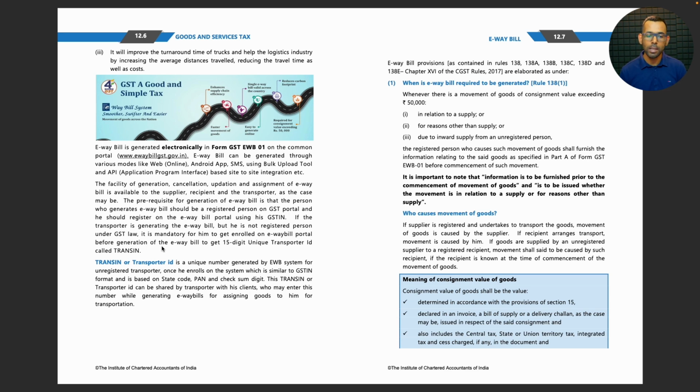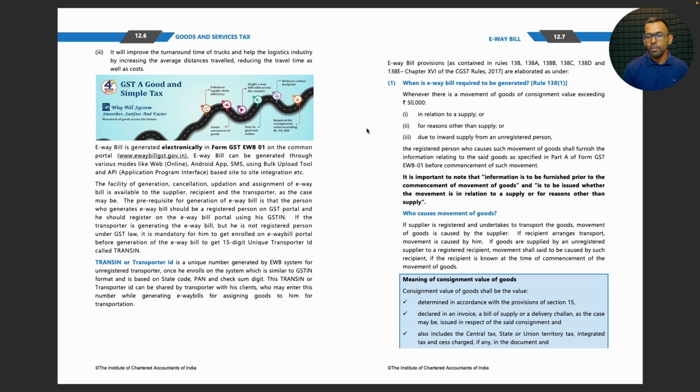ID called TransIN. Okay, TransIN or transporter ID is a unique number generated by the EWB system for an unregistered transporter once he enrolls on the system, which is similar to the GSTIN format and is based on state code, PAN and checksum digit. This TransIN or transporter ID can be shared by the transporter with his clients who may enter this number while generating e-waybills for assigning goods to him for transportation.